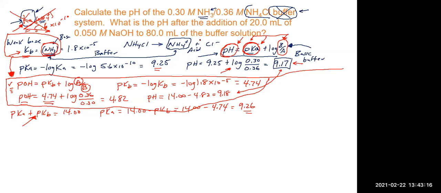Also one more question, sorry. But for the basic buffer, how did you know that it was a basic buffer? Was it because of the 9.17 on the pH scale?